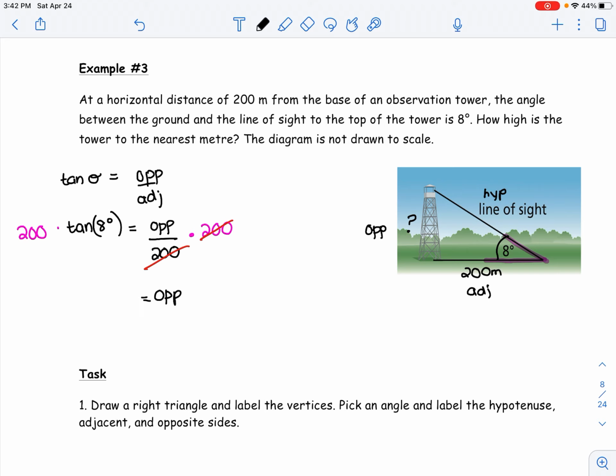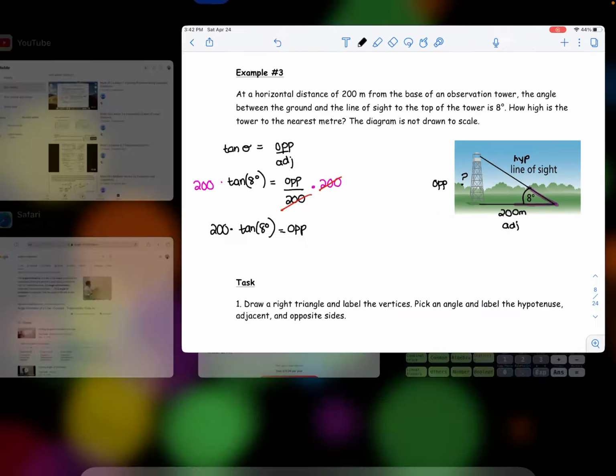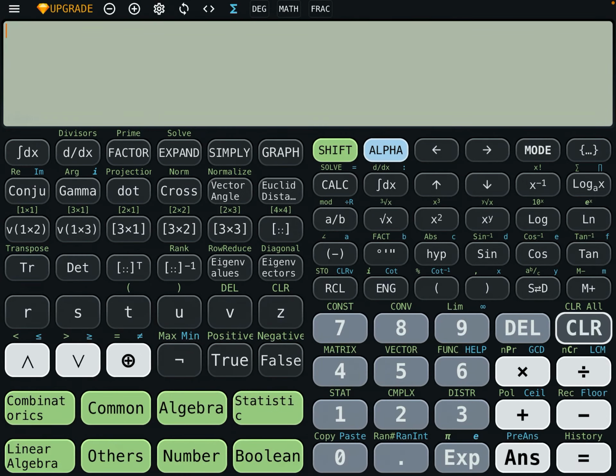So in our calculator, OPP is equal to 200 multiplied by tan of 8 degrees in brackets. So we're going to put that into our calculator. Make sure you're always in degree mode for all these questions that we're doing for this unit. 200 multiplied by tan of 8 in brackets. We get 28.1. Watch for the rounding.